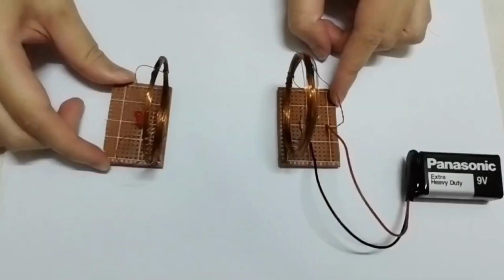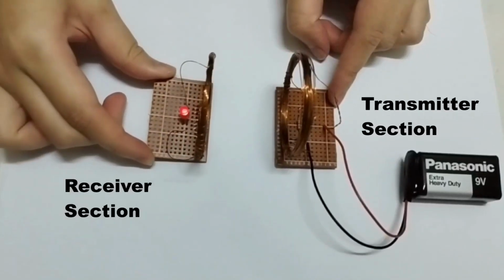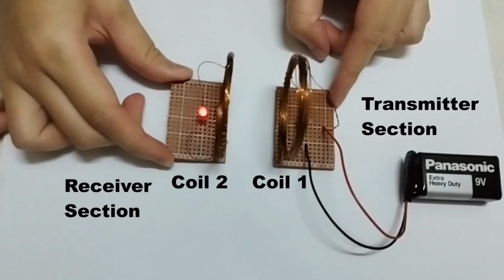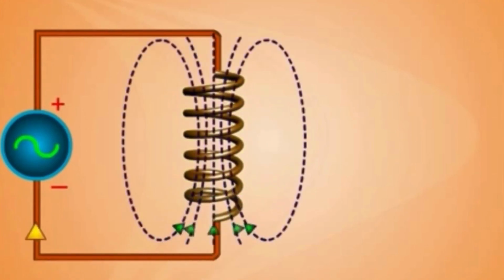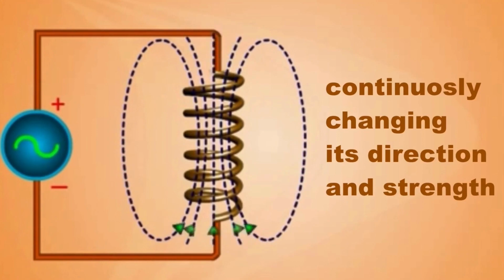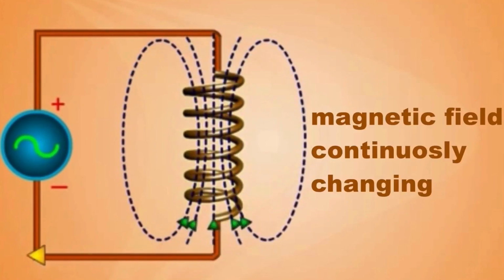The constructed system consists of a transmitter section and a receiver section built of coils, coil 1 and coil 2. The transmitter section with coil 1, which is connected to the power supply, generates a magnetic field that continuously changes its direction and strength, which means the magnetic field produced is also continuously changing.